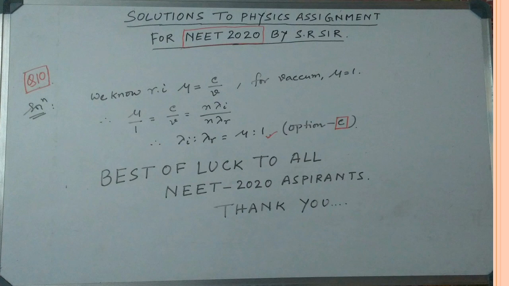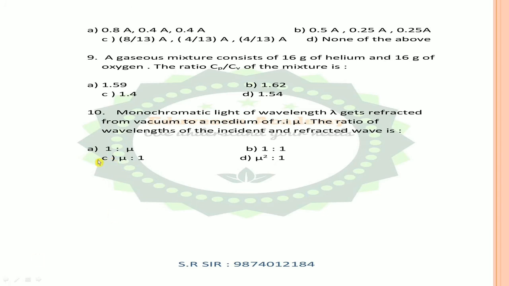So lambda incident is lambda I and lambda refracted is lambda r. So n lambda I by n lambda r from formula. So n gets cancelled and we have lambda I by lambda r. So lambda I by lambda r is mu by 1. So lambda I is to lambda r is mu is to 1. So option C is the correct answer, mu is to 1.